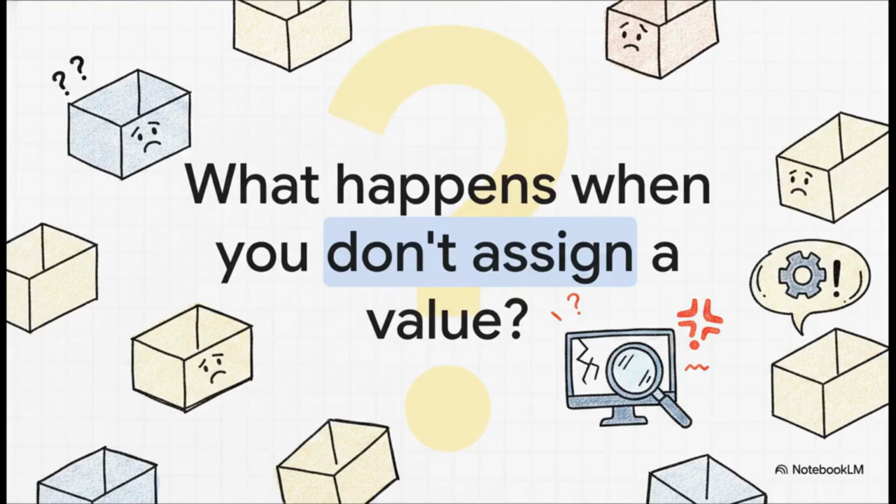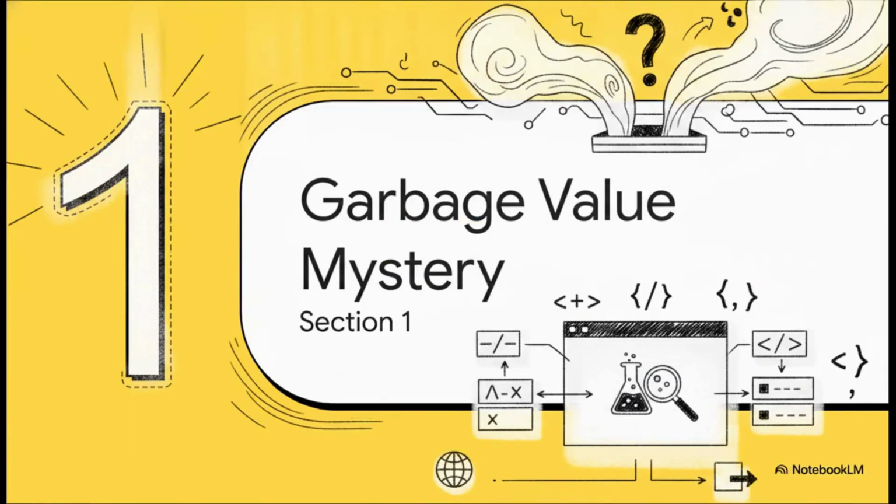Okay. Let's dive right into this, because honestly, this is where so many really frustrating logic bugs are born. Imagine you've created a storage box in your program, a variable, but you completely forget to actually put anything inside it. What happens? Does the compiler throw an error? Does the whole program just crash? Well, instead of just talking about the theory, we're going to look at a live code crime scene of unassigned variables and see exactly how the compiler reacts. Section 1. The garbage value mystery.